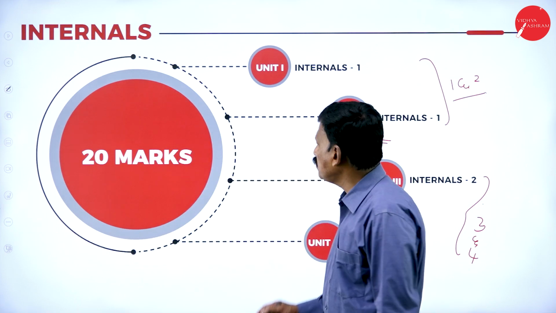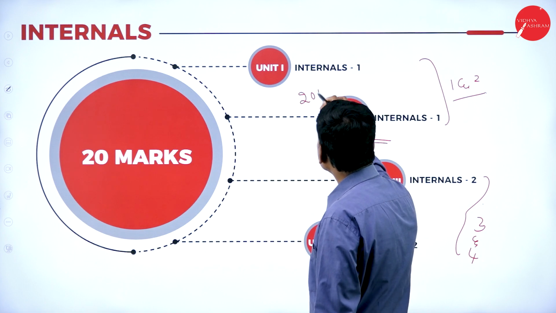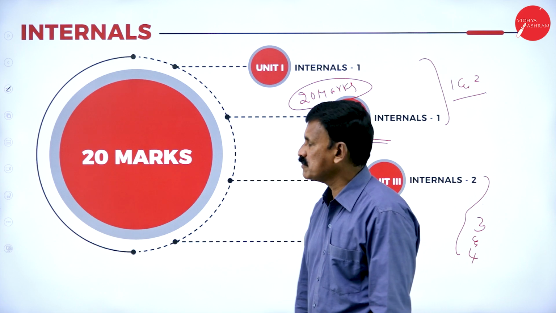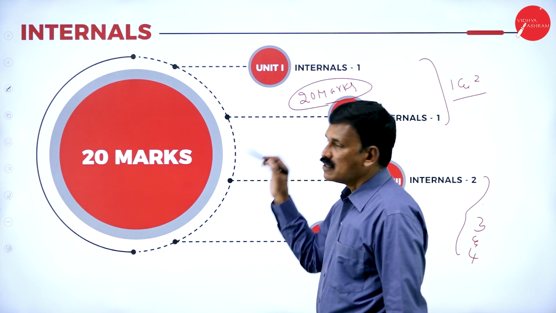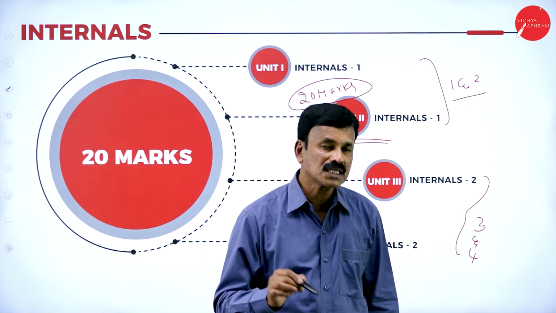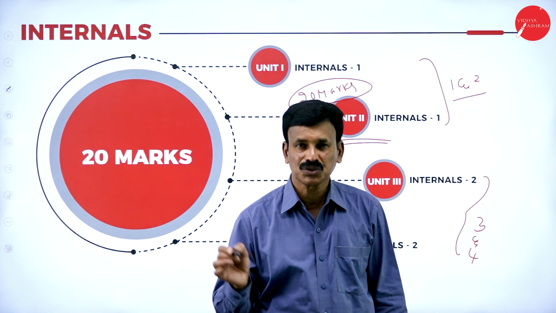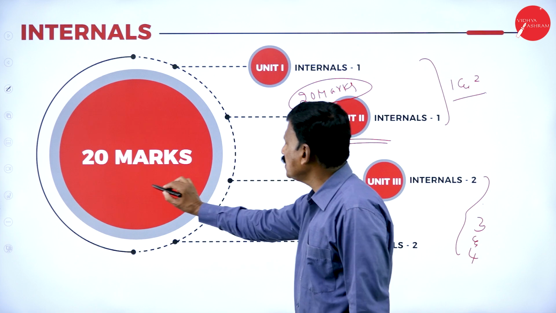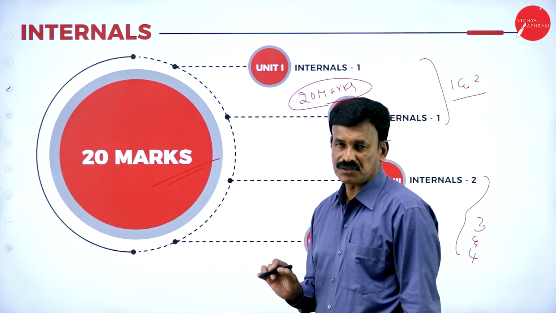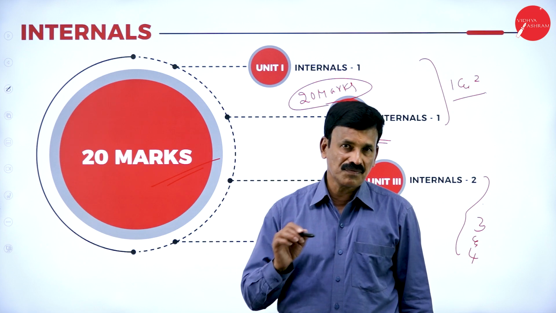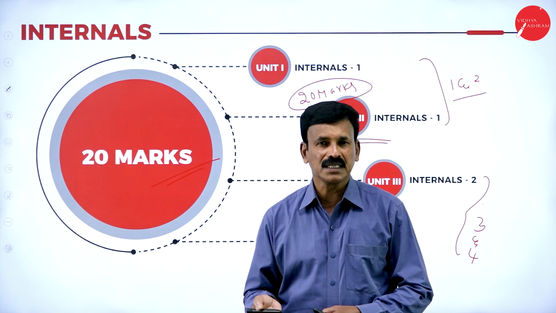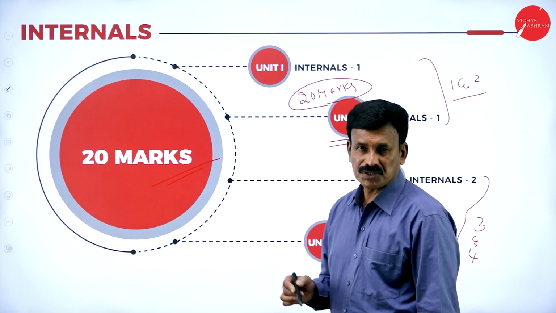So the internals may be for 20 marks, right? Each internal will be for 20 marks. So you will have two internals, 20 marks each. Sometimes it may vary. They may choose the first and third units for the first internal, or the second and fourth units for the second internal. It depends upon the situation, right?